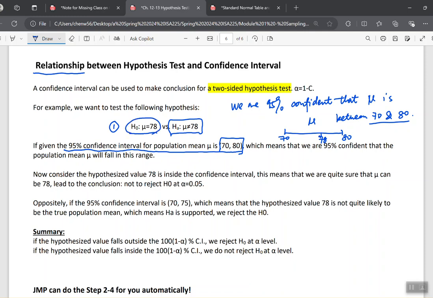So in this case, that means what? That means the null hypothesis is likely to be true. That means we fail to reject the null hypothesis. That means we don't have enough evidence to support the alternative hypothesis.